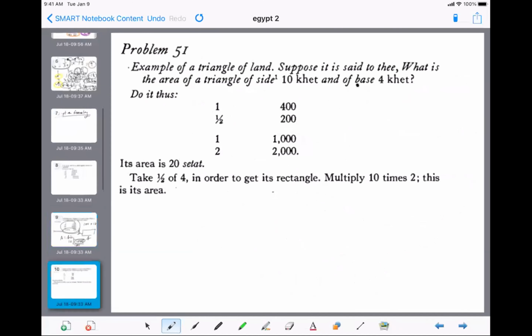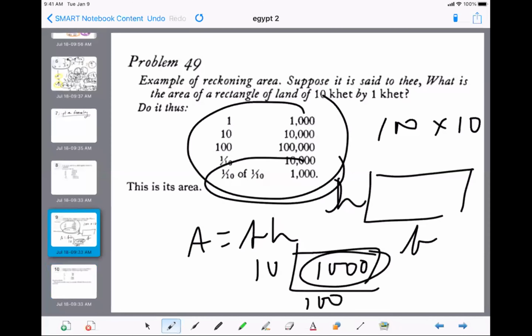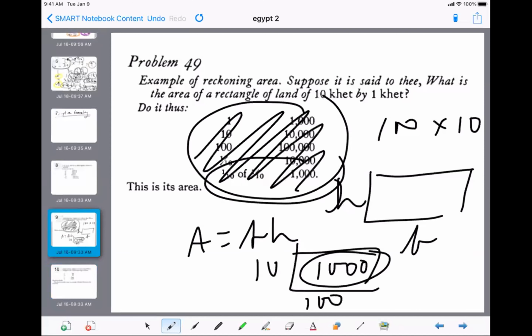Question 51 in the Rhind Papyrus shows that they... Professor, can you wait one minute at problem 49? Yes. And you don't have to worry so much about what they're doing here. I just wanted you to know that they did have the area of a rectangle is base times height.